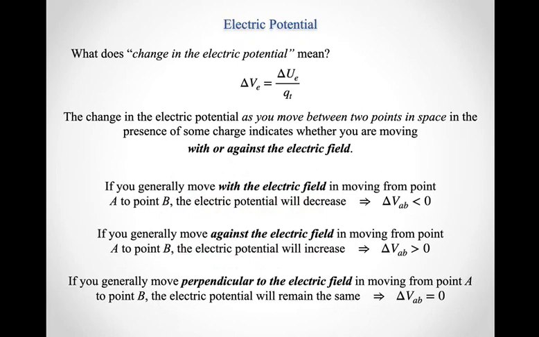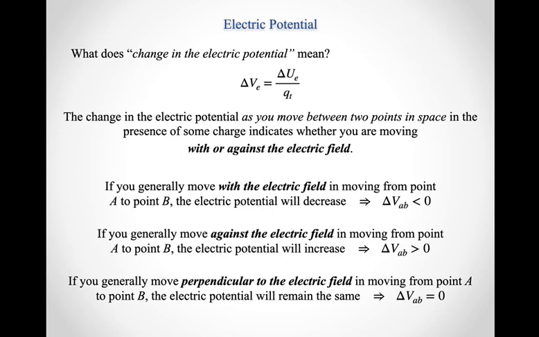So to summarize all this, in general, if you move with the electric field and moving from point A to point B, so again from one point in space to another, the electric potential energy decreases. In general, if you move against the electric field and moving from point A to point B, the electric potential increases. If you move perpendicular to the electric field in moving from point A to point B, the electric potential remains the same. So the electric potential doesn't change when you move perpendicular to the electric field.